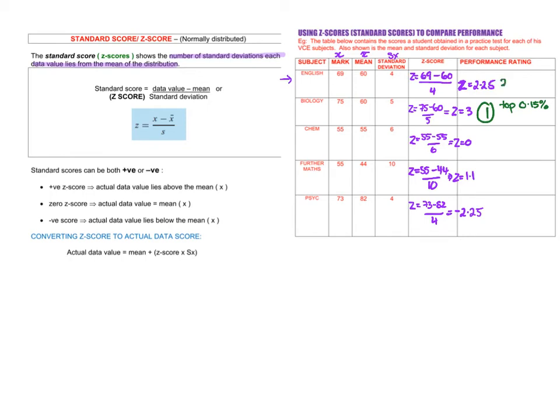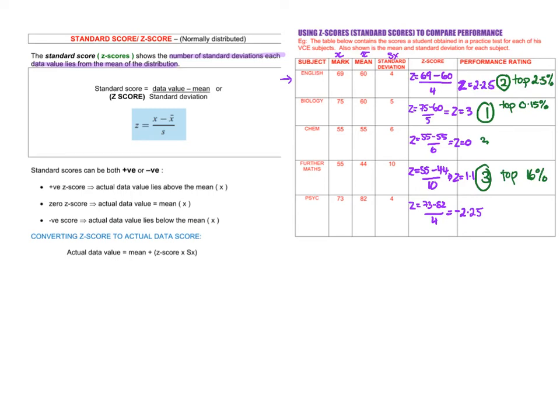With this 2, which one did he do better in? This is his second best subject, and because it's 2 something, I'm just going to summarise. It's a bit more than 2, but I know he's at least in the top 2.5%. I'm using those little tails. With this one, he came third in further maths, and because it's 1.1, I'm going to summarise and say he's in the top 16% because that's the tail for 1.